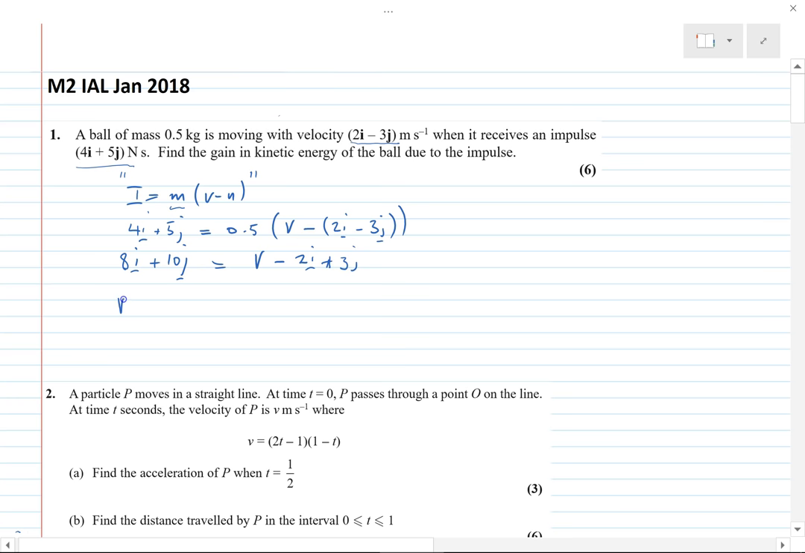So we've got the final velocity is equal to 10i plus 7j. So we needed that final velocity because it wants the gain in kinetic energy. So the gain in kinetic energy will be basically half m magnitude of v squared, minus half m magnitude of u squared, will be the gain in KE.